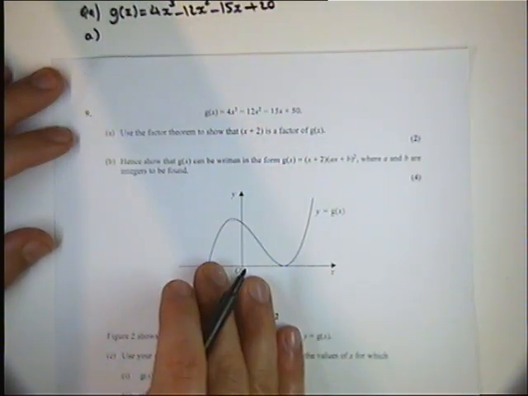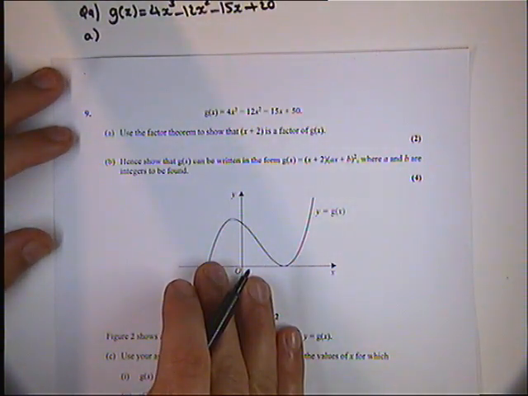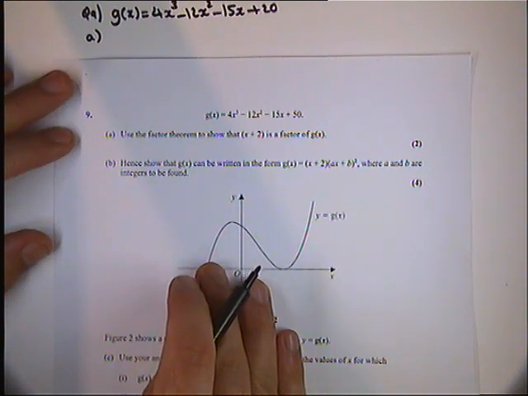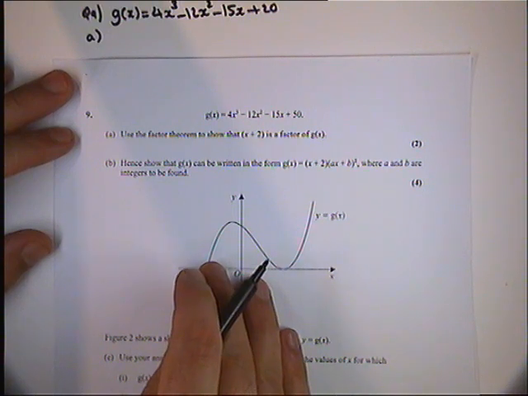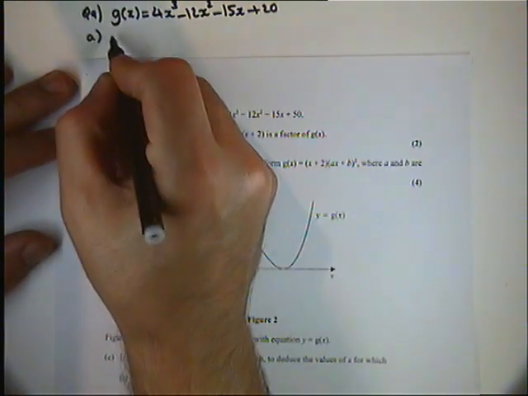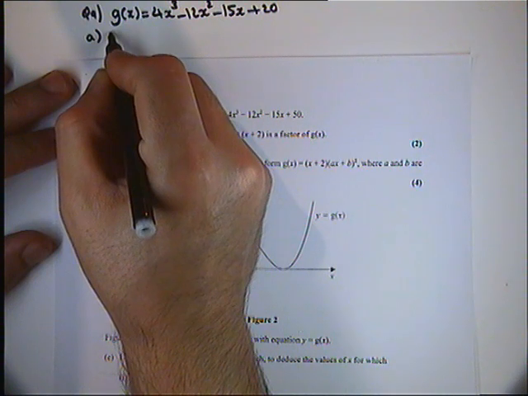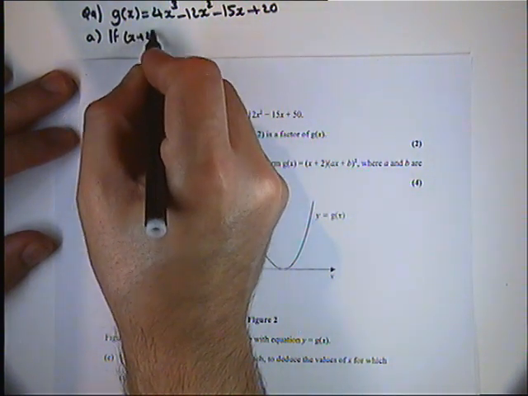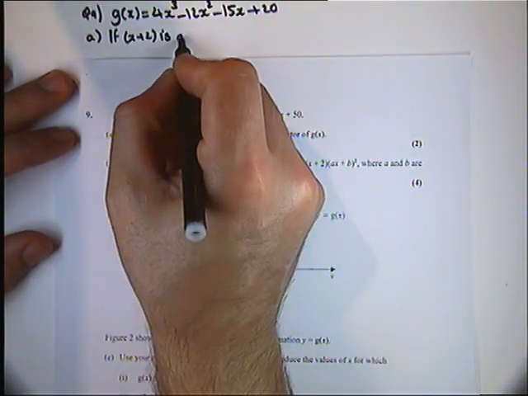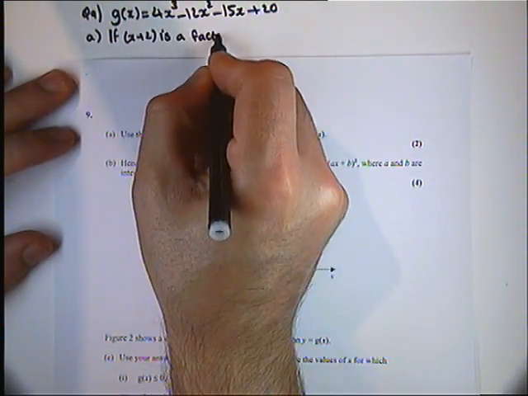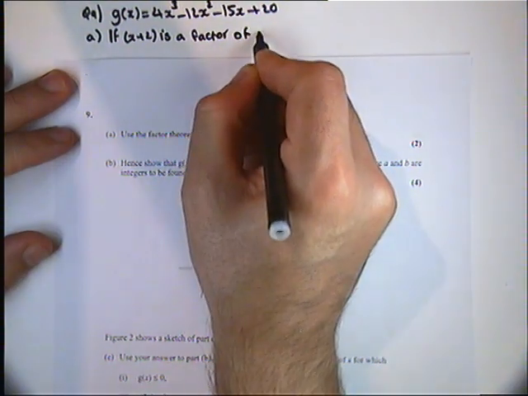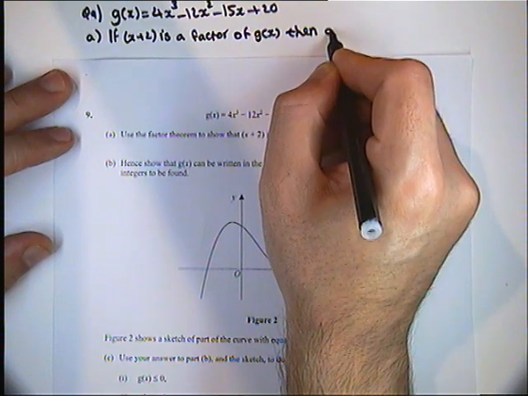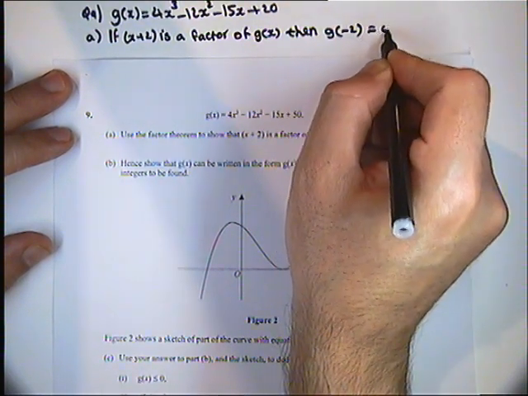Part A. Use the factor theorem to show that x plus 2 is a factor of g of x. To show that x plus 2 is a factor of g of x, we need to show that g of minus 2 is equal to 0. If x plus 2 is a factor of g of x, then g of minus 2 must be equal to 0.